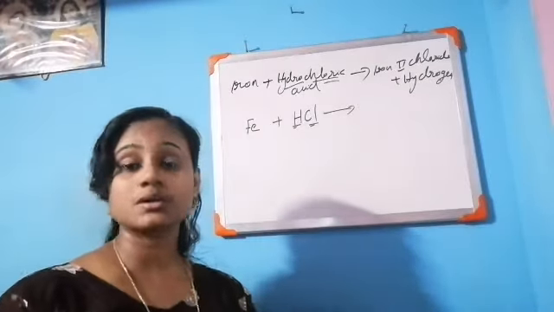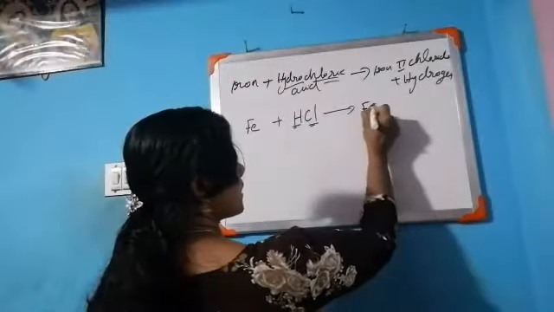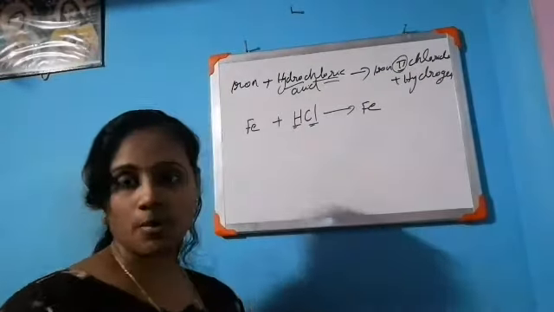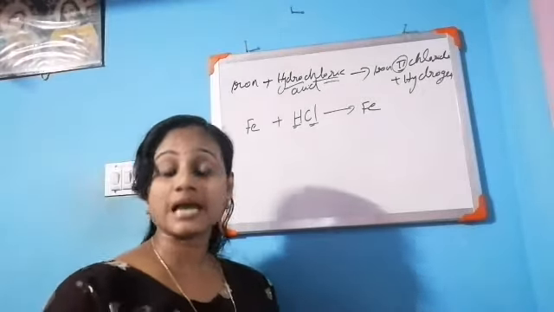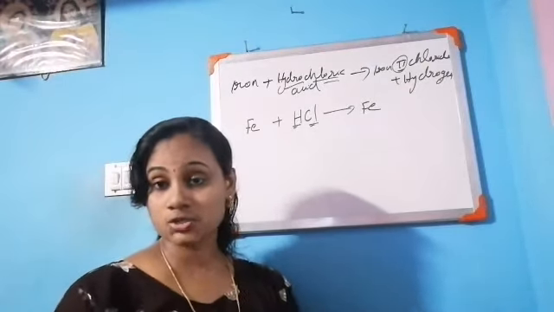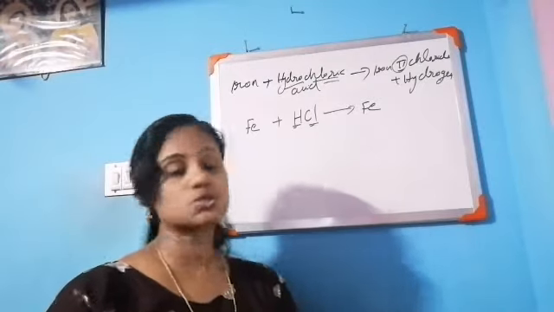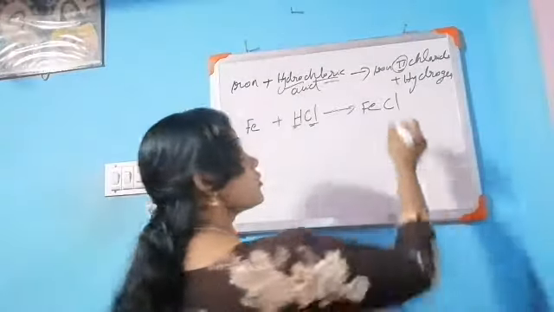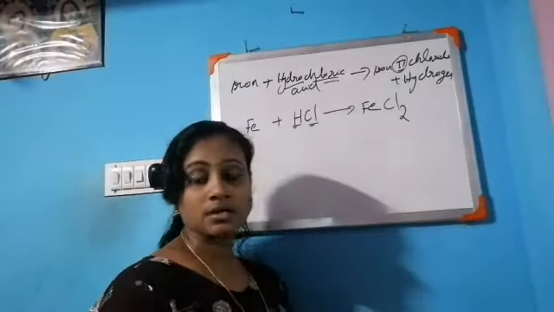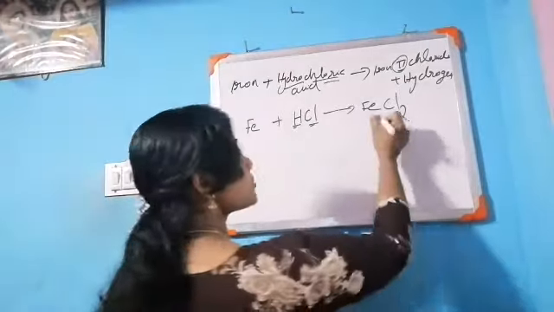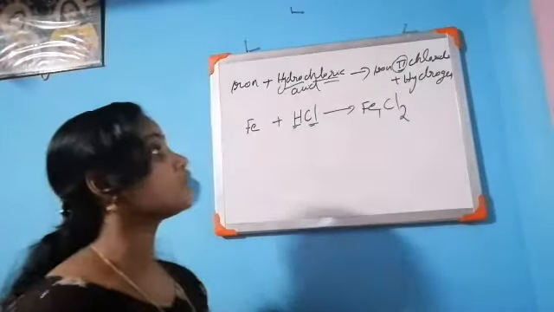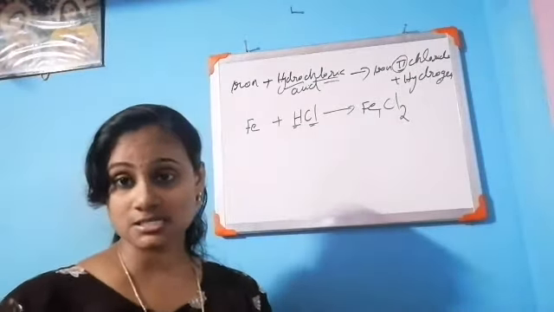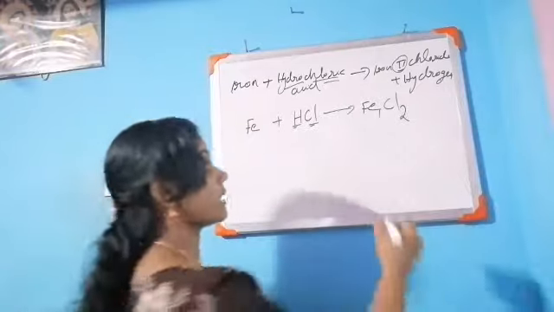Iron 2 chloride. Iron Fe. So iron valency we are writing in the Roman numeral. So iron 2 means valency of iron is 2. And chlorine, that is Cl. So iron valency 2, we should write under the subscript of chlorine. Chlorine valency 1, we should write under the subscript of iron. So the formula of iron 2 chloride is FeCl2 plus hydrogen.